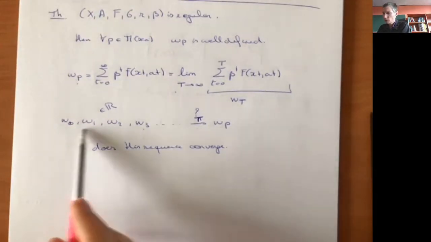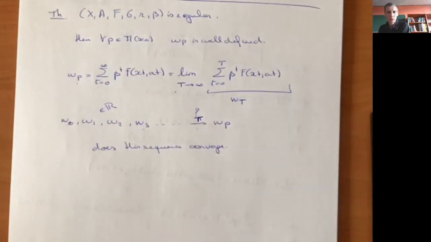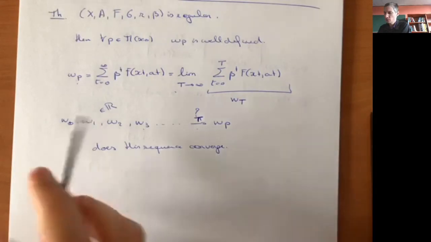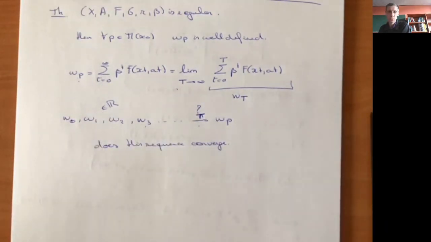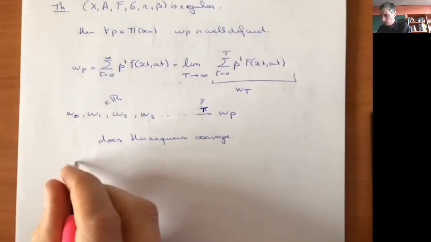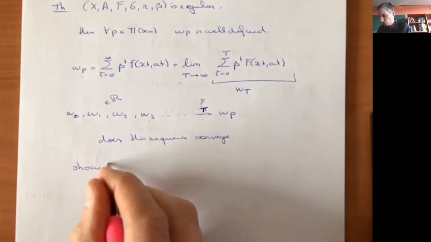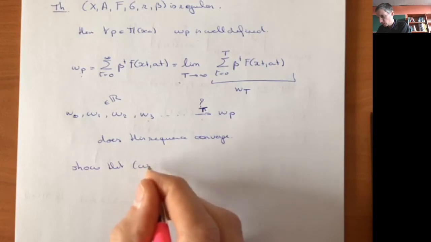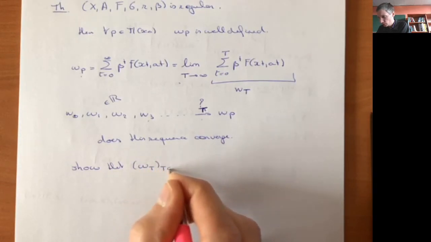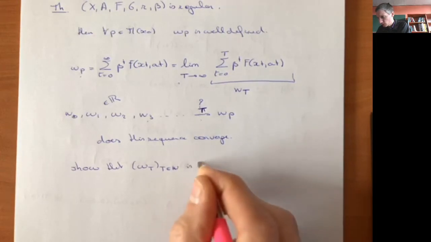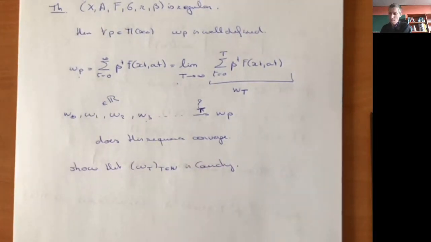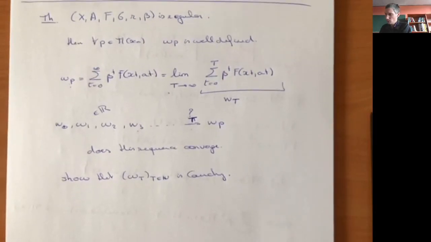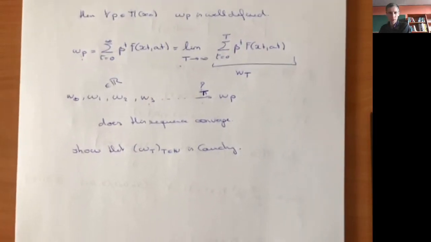So how are we going to find out if the sequence is well defined? How do we find out if a sequence of numbers converges? Well, we show that the sequence is Cauchy. Okay, so this is what we're going to do. We're going to show that WT is Cauchy. All right, let's do this.